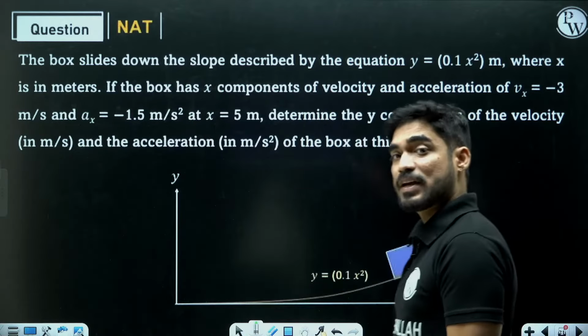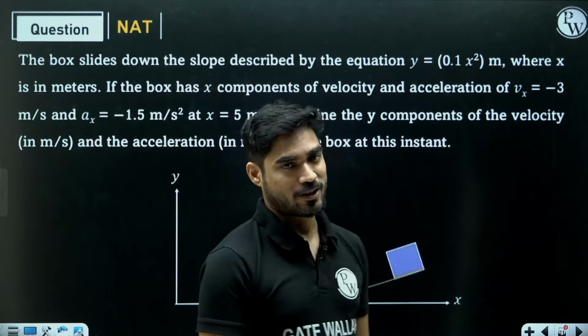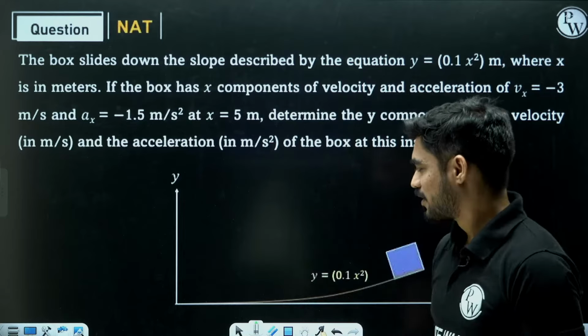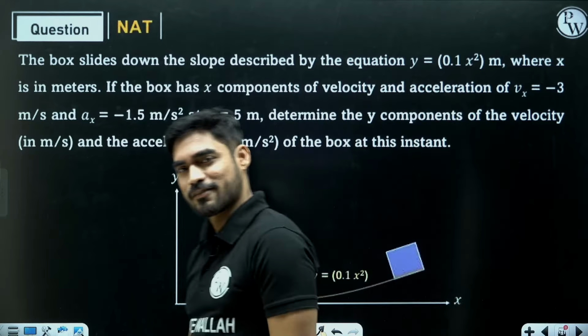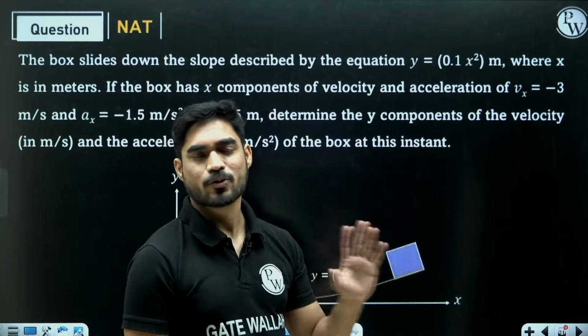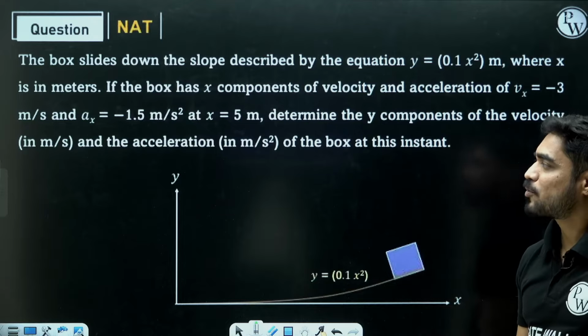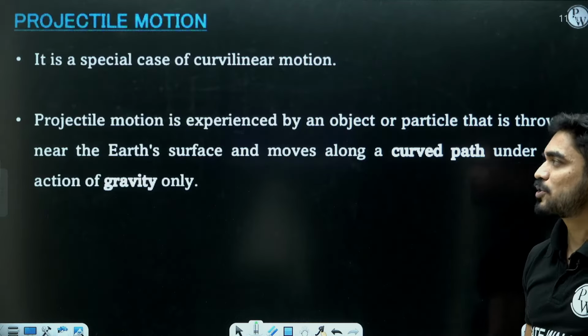But there is a special case of curvilinear translational motion which is known as projectile motion. You might have studied this in school, but let's again study this from the basics. I will assume that you guys don't know anything about projectile motion. Okay, chalo. So first of all, what is a projectile motion? What do we mean by a projectile motion?